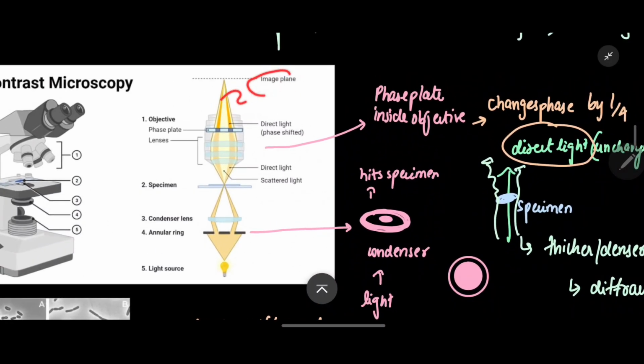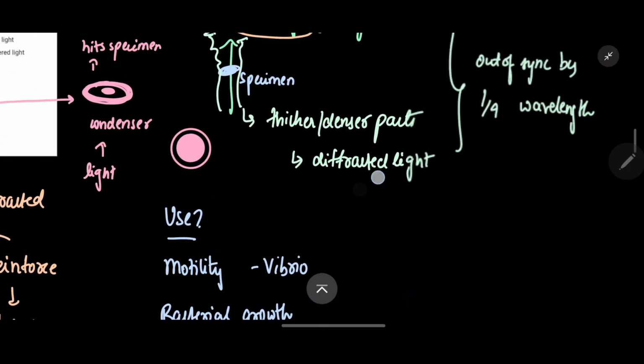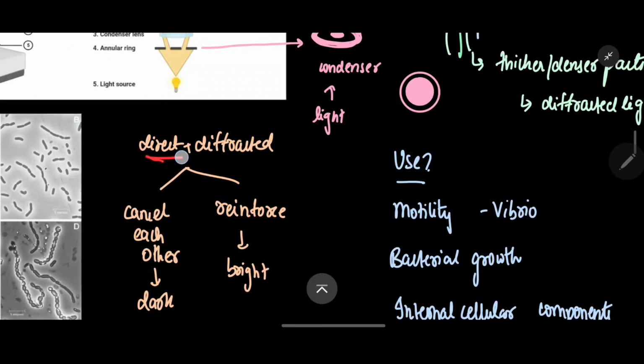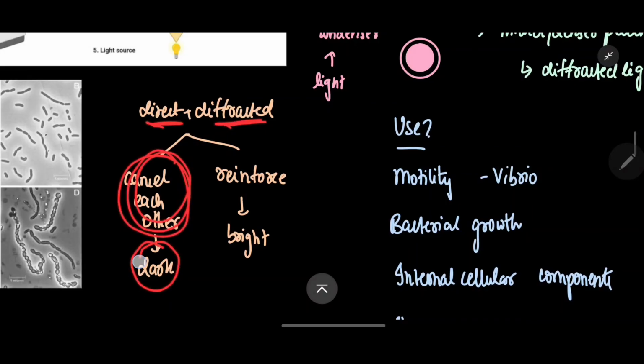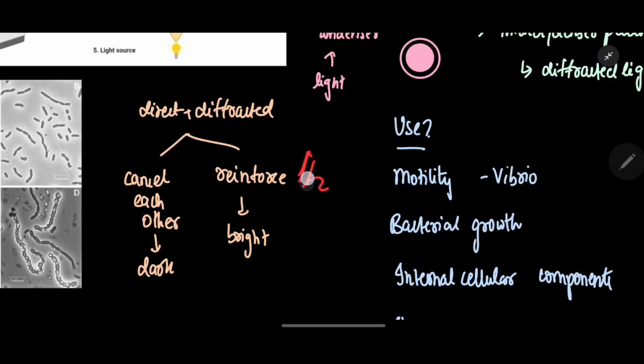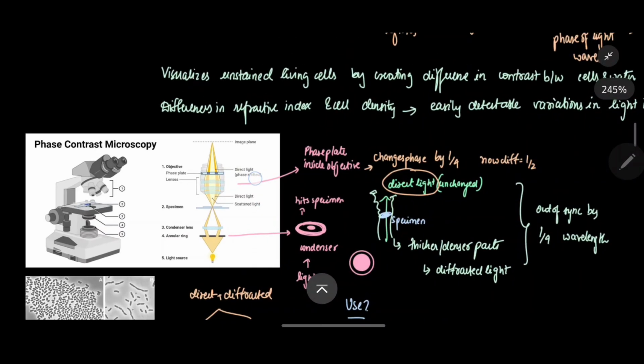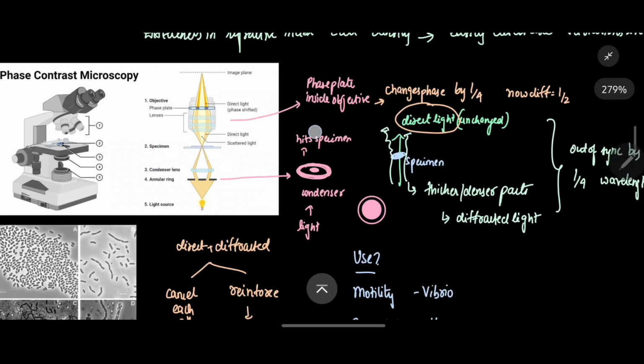they are going to produce a difference in the contrast of the image. Now let us say that the direct and diffracted light, if they are cancelling each other, are going to make darker areas. If they are reinforcing each other, they are going to make brighter areas. So this is how the phase contrast microscope works.